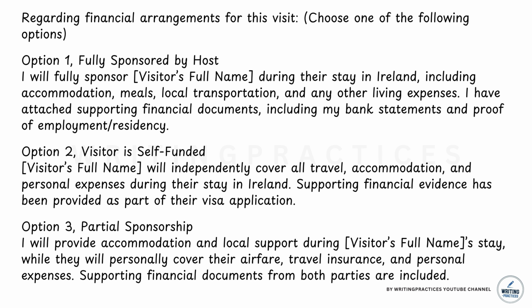Partial sponsorship. If expenses are shared, write, "I will provide accommodation and local support during Sarah Johnson's stay, while she will personally cover her airfare, travel insurance and personal expenses. Supporting financial documents from both parties are included." This option clearly divides financial responsibilities. Being specific is very important because unclear financial arrangements can create doubt during visa assessment.